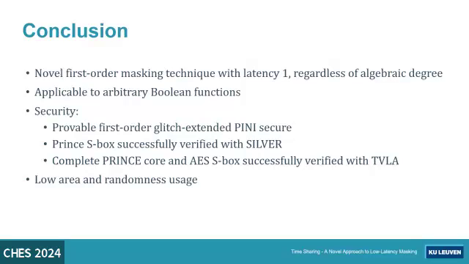So just to summarize, I presented a novel way of doing first-order masking with latency 1 for arbitrary functions, in particular regardless of the algebraic degree of the function. It's applicable to any arbitrary Boolean function. In terms of security, in the paper, we have a security proof for first-order glitch-extended PINI security. We have SILVER verification results for the Prince S-box, and we have practical TVLA results for a complete Prince core and for an AES S-box.